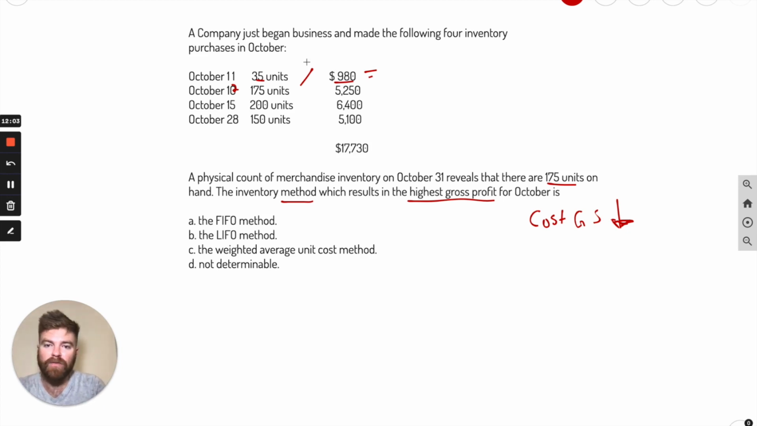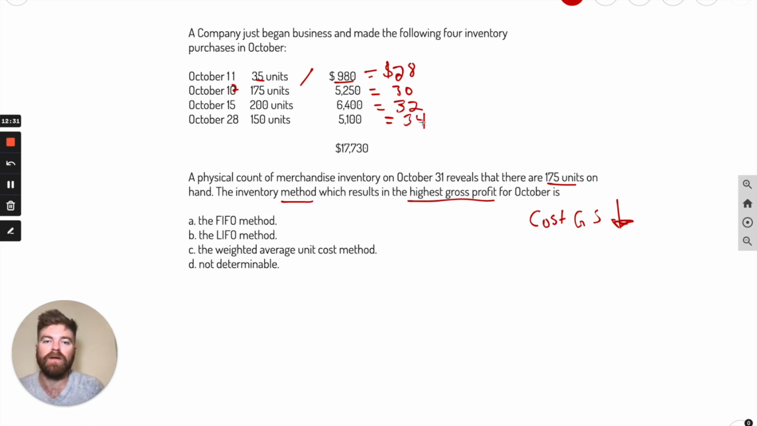980 divided by 35 equals $28, the first one. We just go down the line. We know that 5250 divided by 175 is 30, and it's just going to keep going here. 6400 divided by 200 is 32. Probably guess this one here. 5100 divided by 150 is 34.